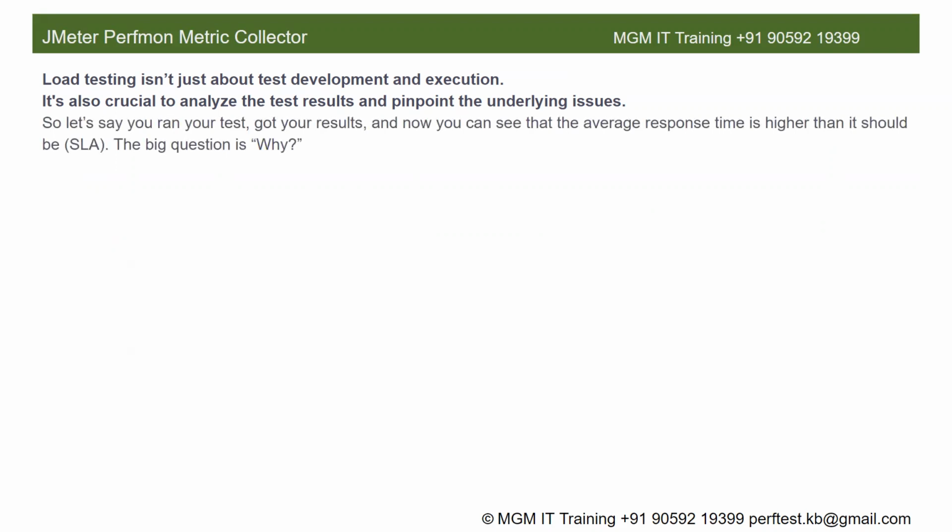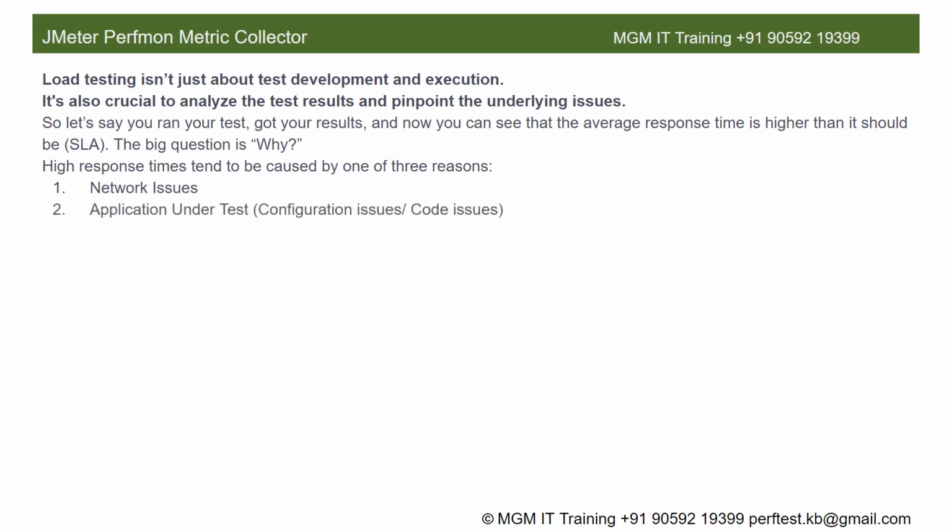Say, for example, you ran a load test and you see the average response times are higher than the SLA. The next very big question is why the response times are above the SLAs. There can be a number of reasons, which can be broadly classified into three categories. High response times can be because of network issues, or because of the application itself, meaning code issues or configuration issues, and it can also be because of server health issues.